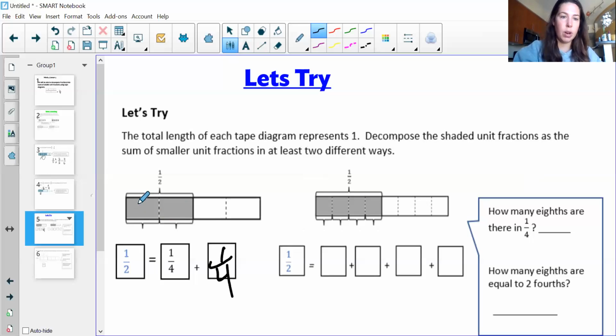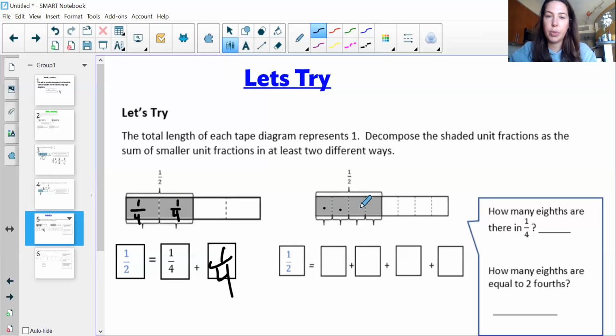So this is 1/4. And this is 1/4. So that's where I got the 1/4 plus 1/4. So let's do it again. Let's take a look at this one. So here's 1/2, and let's see how much our whole is decomposed into.